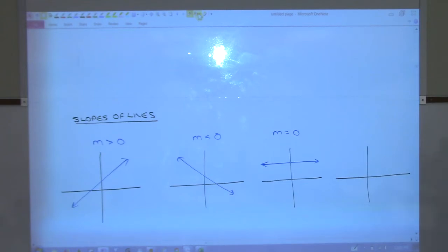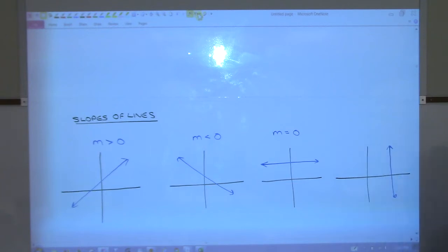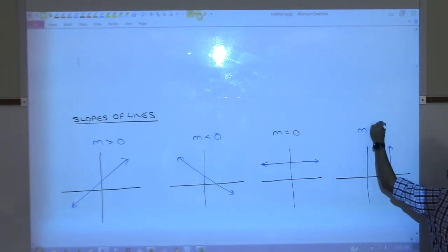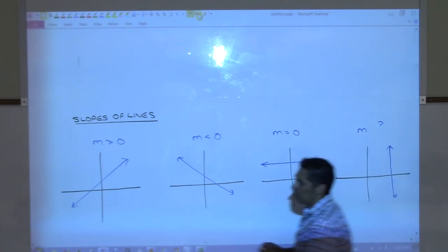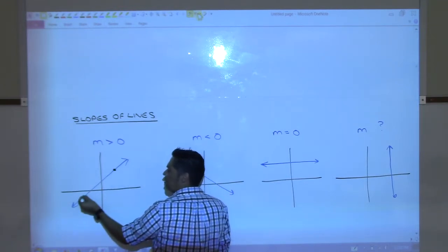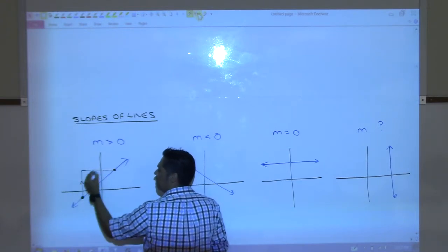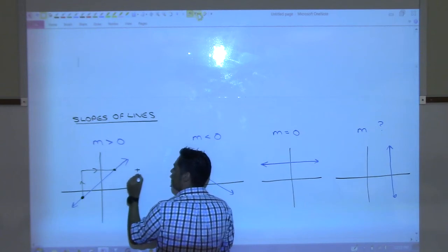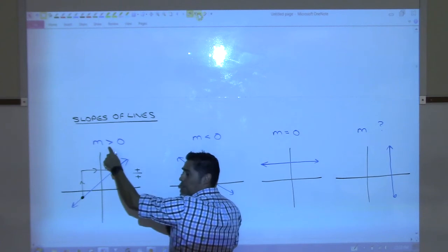And then the last one is the case that we have not looked at here, which is a vertical line. And so I have a question for you. Right now I'm just going to put M and then a question mark because I want us to think about this. If I'm trying to get from this point to this point, then I'm going to go up, right? Up, that's going to be positive. And then I'm going to go to the right, which is going to be positive. And that means my slope is a positive number divided by a positive number. Agreed? Up is positive, right is positive. So that means my slope is positive.